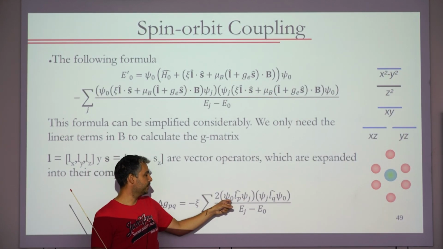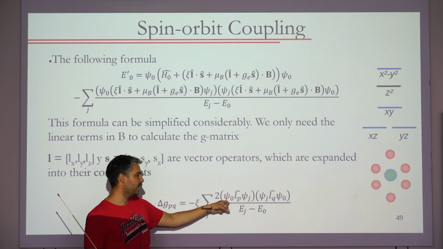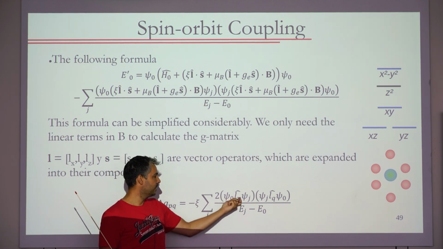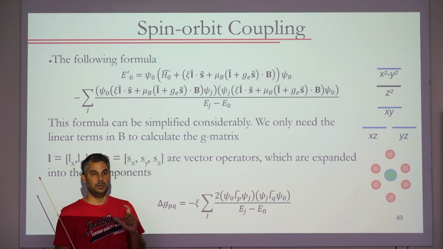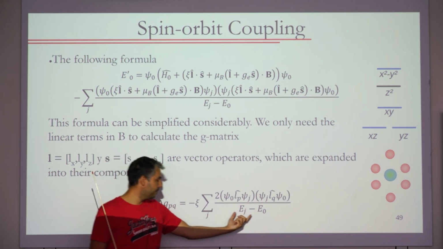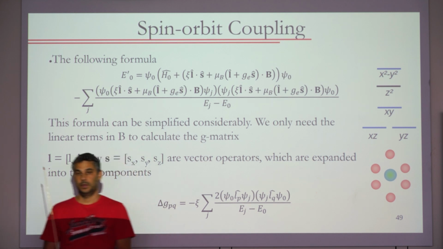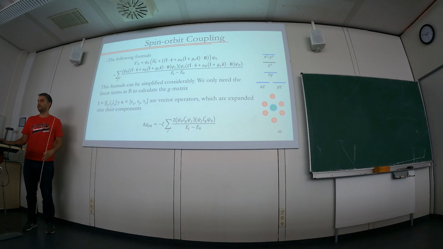Basically the different possible orbitals. Maybe this could be x squared minus y squared, and this could be xy, and how the different components of the orbital angular momentum couple those states. And this depends on the inverse energy of those states. So you can simplify that a lot for a lot of cases.